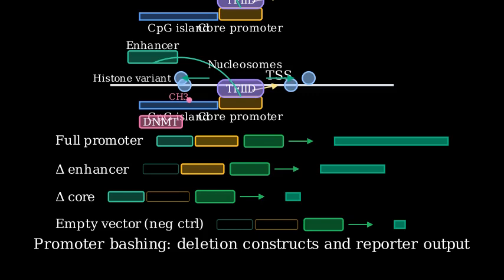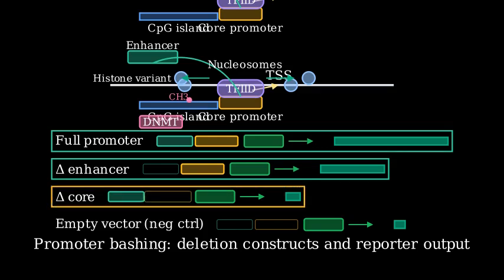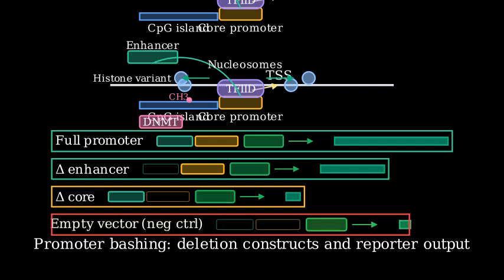Interpretation is the key. When we remove the enhancer, expression drops but does not vanish. That means the enhancer boosts transcription. When we remove the core promoter, expression collapses to baseline because the general machinery cannot assemble. The empty vector, our negative control, sets the background level.